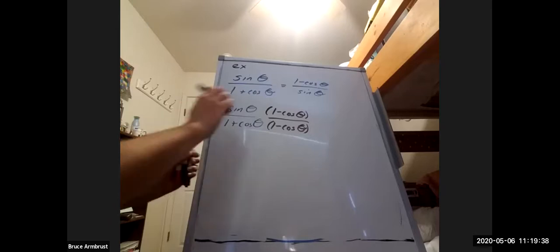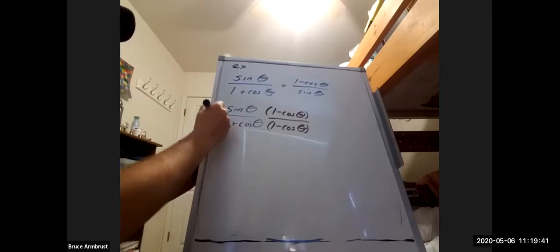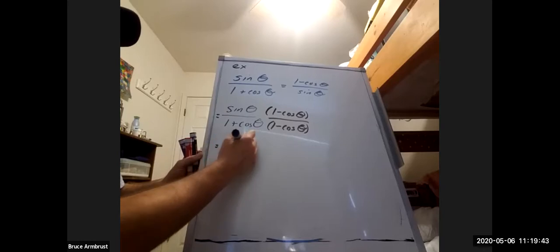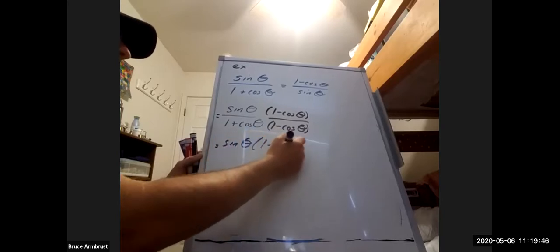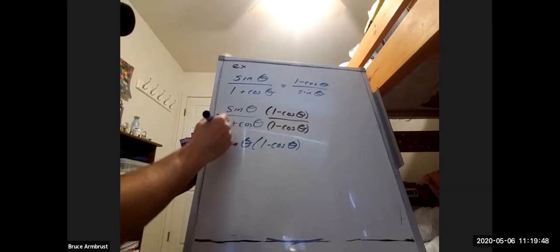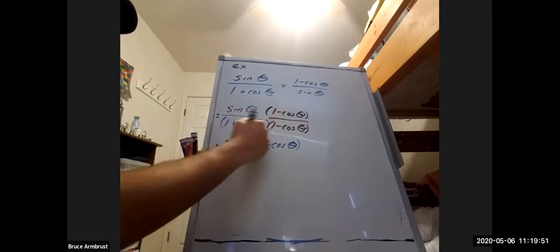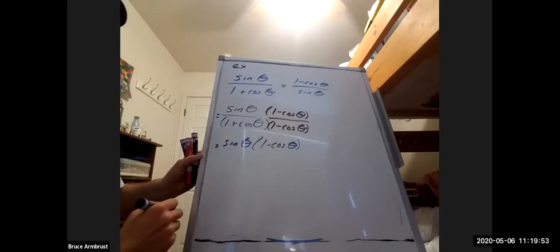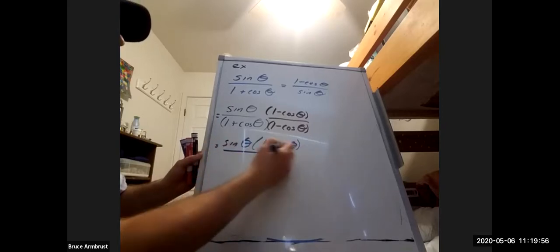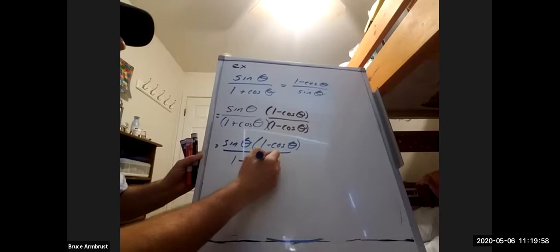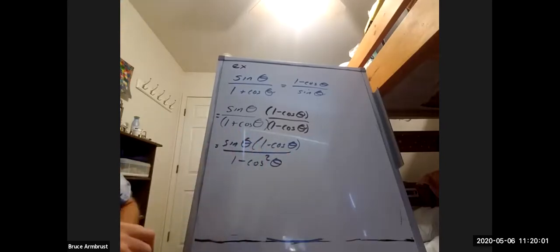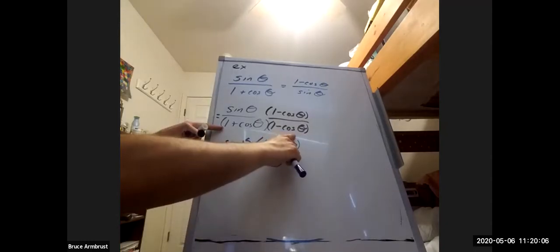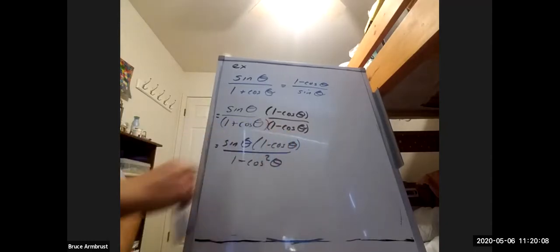On the top, I'm going to leave it as it is. I'm going to leave it in the factored form. We're going to have sine of theta times 1 minus cosine. I'm just going to leave it like that for right now. But on the bottom, notice that this is a difference of squares factoring. So when I FOIL it out, I'm going to get 1 minus cosine squared. The outside is a minus cosine theta. The inside is a plus cosine theta. So they cancel. And we're left with just 1 minus cosine squared.